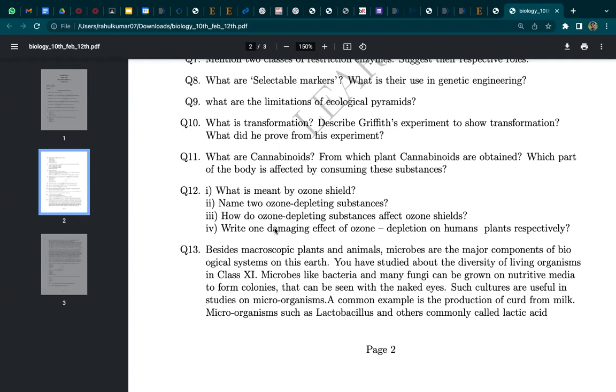Fourth part is: write one damaging effect of ozone on humans and plants respectively. I think the "and" symbol is missed. So you can say that on plants, plant cells start dying and shoot tumors start arising. Plant growth stops under UV. And on humans, it causes inflammation of the skin and eyes, and even skin cancer if given in very high intensity.